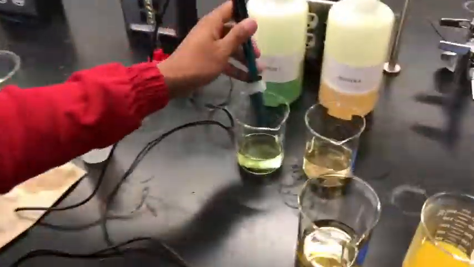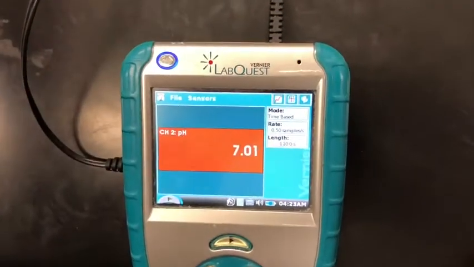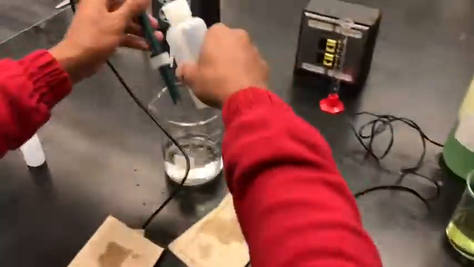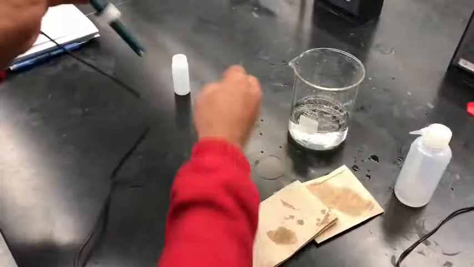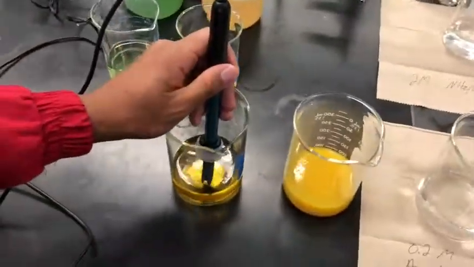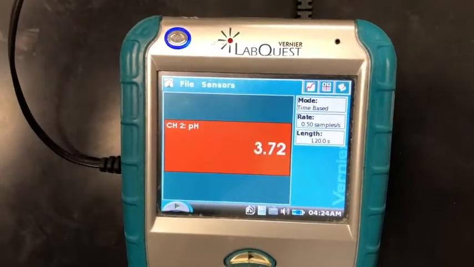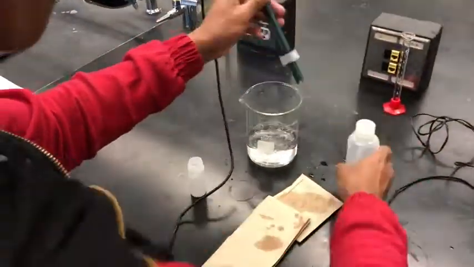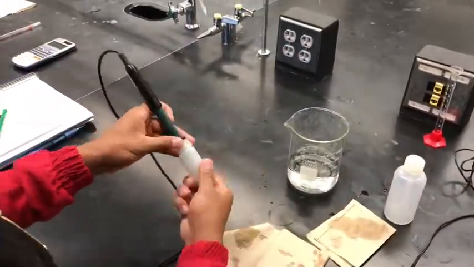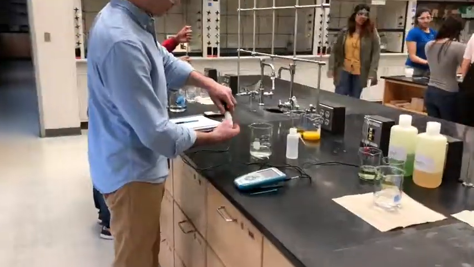We want to make sure the pH meter is calibrated correctly, so we put it back in the buffer 7 and it is. We're going to rinse it off. We're going to check the pH of some apple juice. It's like 3.72. It's pretty acidic. We're going to put the cap back on, make sure the probe doesn't get damaged, and document in the notebook.